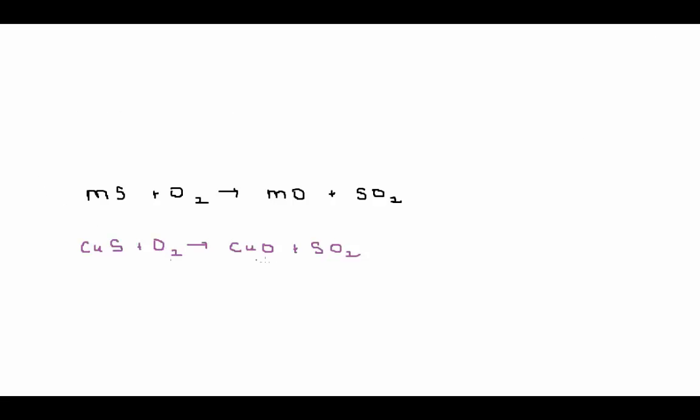I have 2 oxygens here, I have 3 on this side. And so what I'm going to do is put a 2 in front of copper oxide. That gives me 4 oxygens. So I'm going to put a 2 here. That gives me 2 coppers here. Unfortunately, I now have 2 sulfurs while I only had 1 here, so I need to put a 2 here, which messes up my oxygens. I have 2 oxygens, 4 oxygens, so a total of 6, so this needs to become a 3.